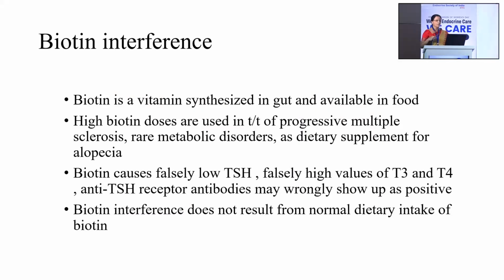So coming to biotin interference. It's a vitamin synthesized in the gut and available in food. High biotin doses are used in some of the rarer disorders like multiple sclerosis and rare metabolic disorders, and as a dietary supplement for alopecia also. The important thing we have to understand is that biotin can influence TSH as well as T3, T4 estimations.